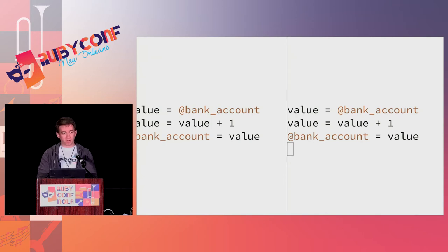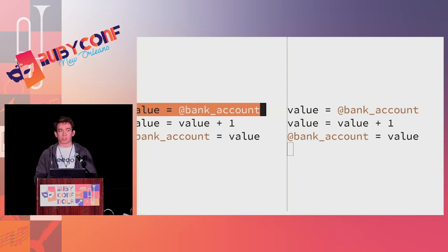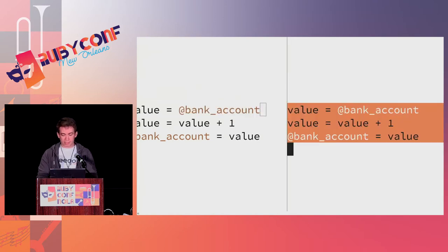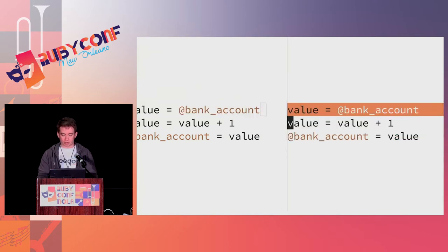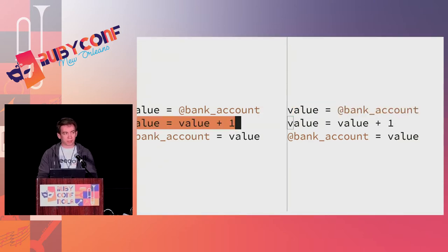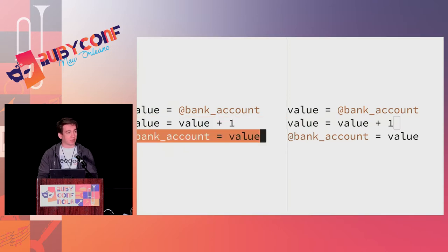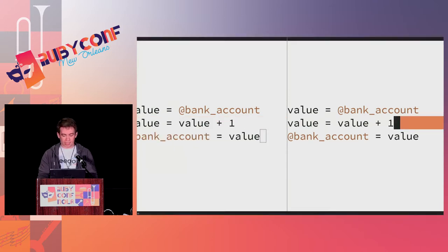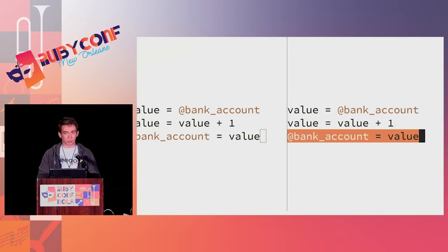So now imagine the first thread reads the value from bank account. Say it's currently 5. Second thread does the same, reads the value from bank account, 5. First thread increments value, it's 6. Second thread increments, it's 6. Probably you already know where it's leading to. First thread saves 6 to bank account. Second thread saves 6 to bank account. So what has happened? Two threads should have added $1 to our bank account each, but only $1 has made its way to the bank account. Instead of 7, we got only 6. This is called race condition.